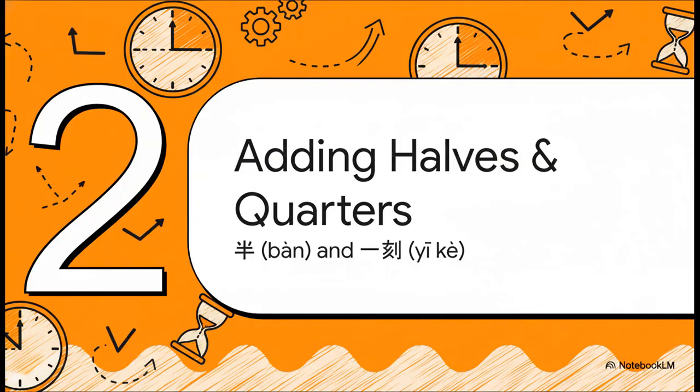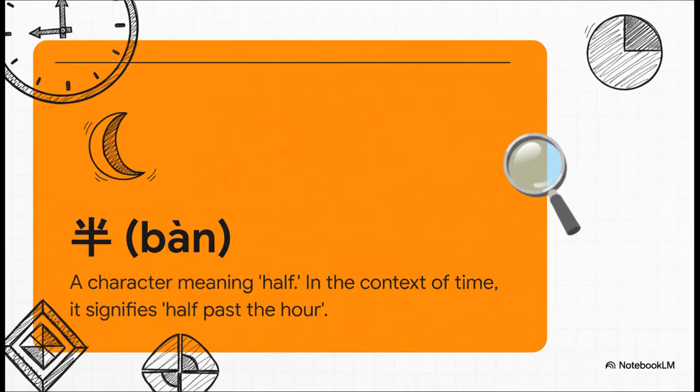Okay, so you've got the hour down. Now we can start adding some details to get more precise. We're going to introduce two absolutely essential terms, ban, which means half, and yi ke, which means quarter. Our first new vocabulary word is ban. The character itself just means half, and when we use it for telling time, its meaning is perfectly intuitive. It means half past the hour. Just like dian, it's like a little Lego block that we can just snap onto the phrase we already know.